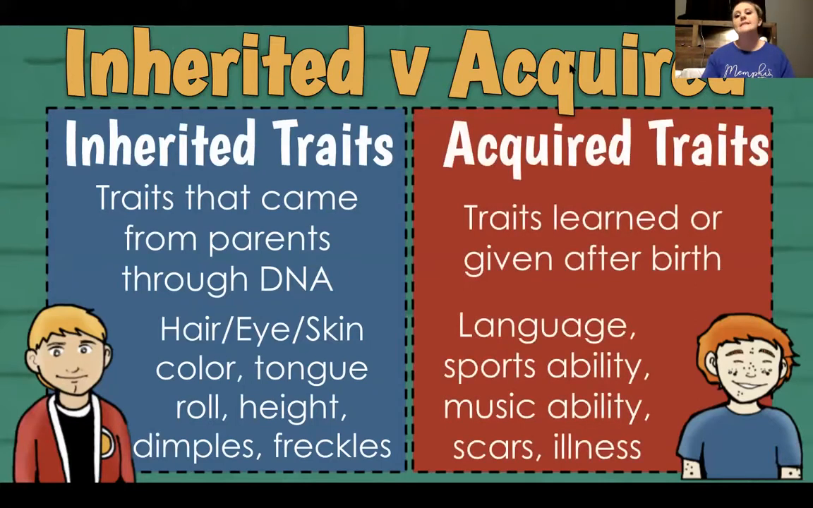Acquired traits are traits that are learned or given after birth, such as language, sports ability, music ability, scars, illness, etc. Now, language can also come from your parents, such as if your parents speak Spanish and you're around that, then you will probably speak Spanish, but it's not an inherited trait. You don't come out knowing how to speak that. You're taught that. So it's acquired.